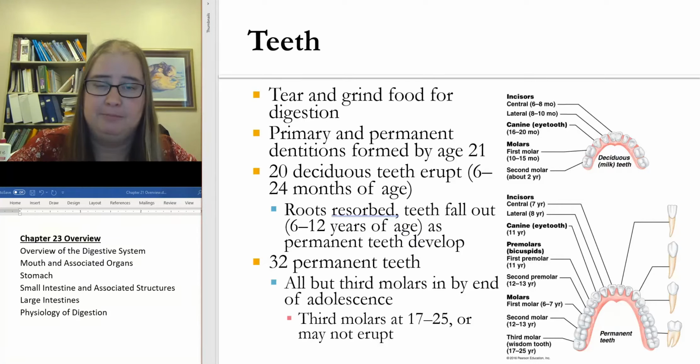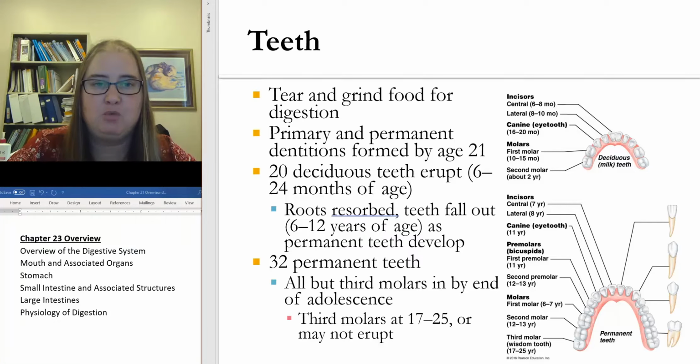So when we look at our deciduous or our milk teeth, we have about 20 of them. And these will typically erupt anywhere from 6 months to 24 months of age, and they'll erupt in a very stepwise fashion. So typically your incisors, which are your chisel-shaped teeth, these are ones that are for cutting, will come in first. And then your canines come in next. These are your fang-like teeth that are there to tear and pierce. And then we have our first molars that come in. And then our second molars.